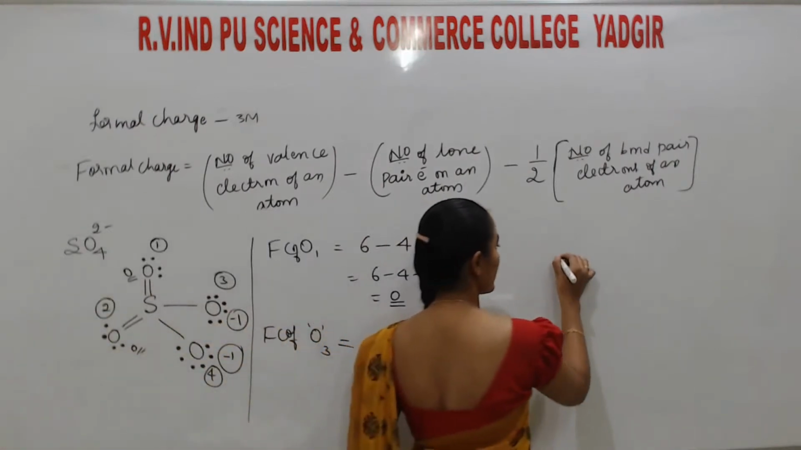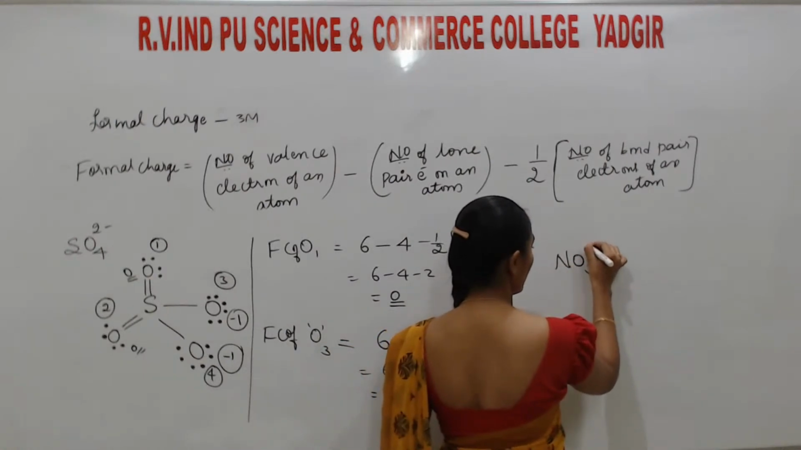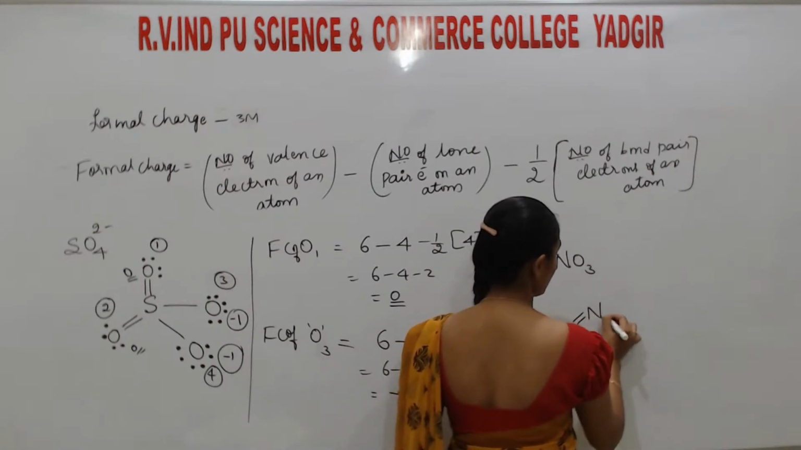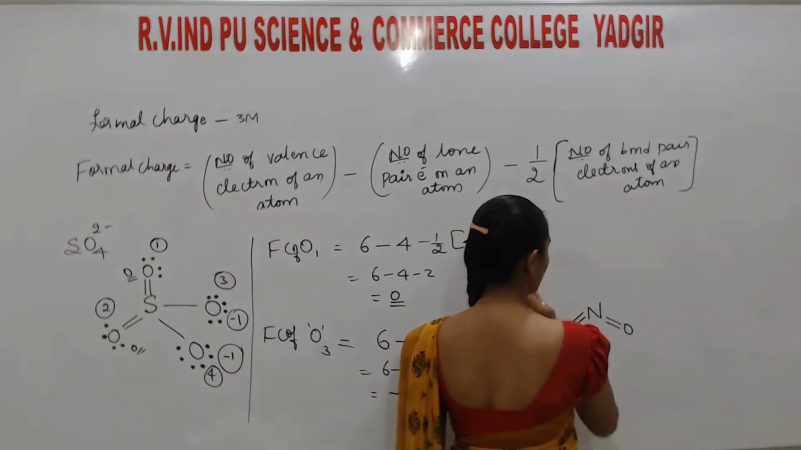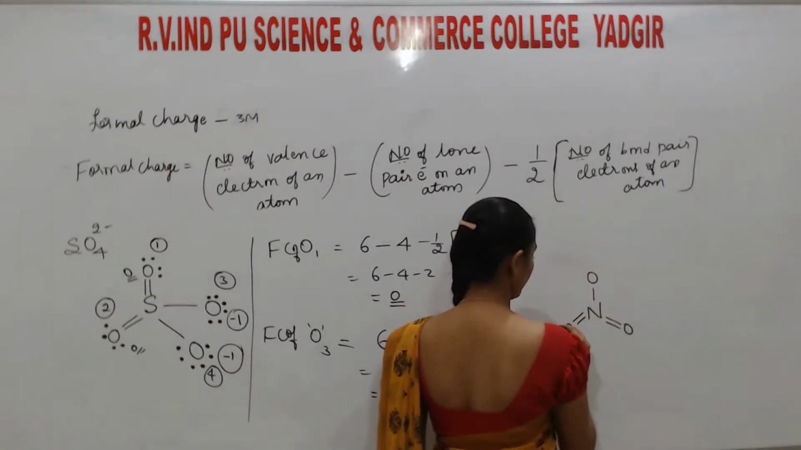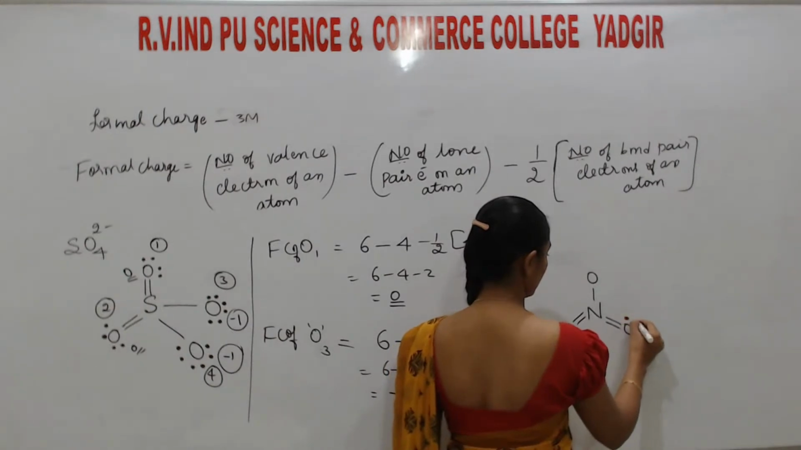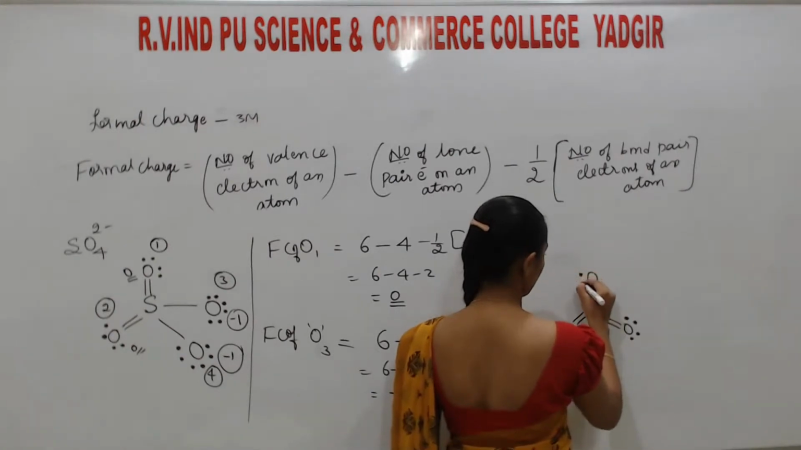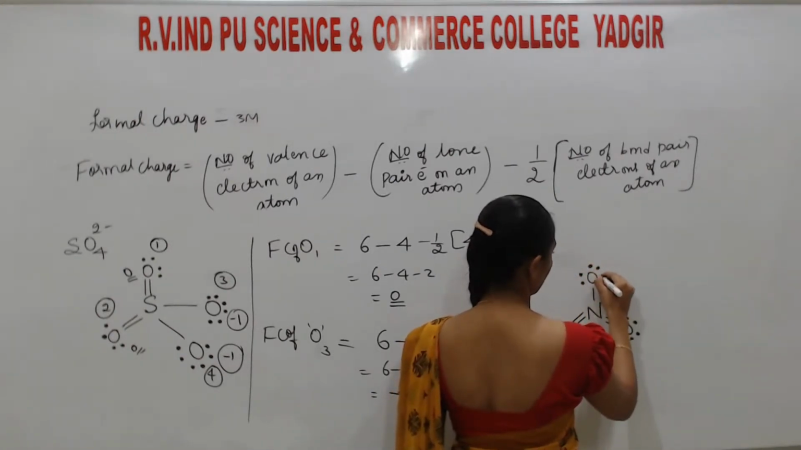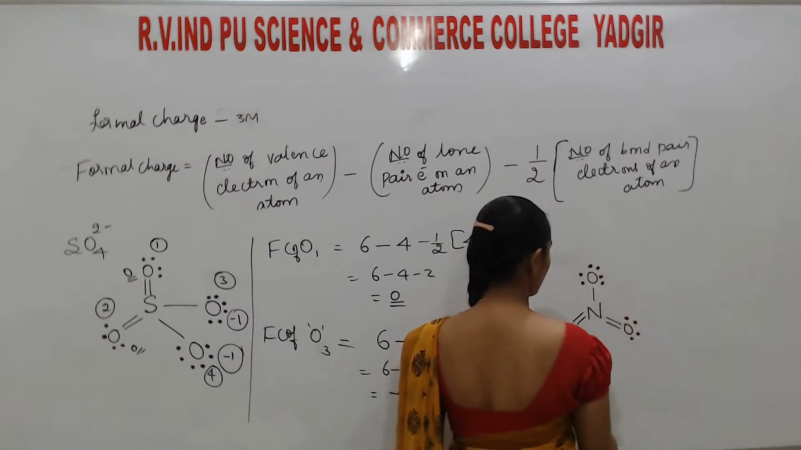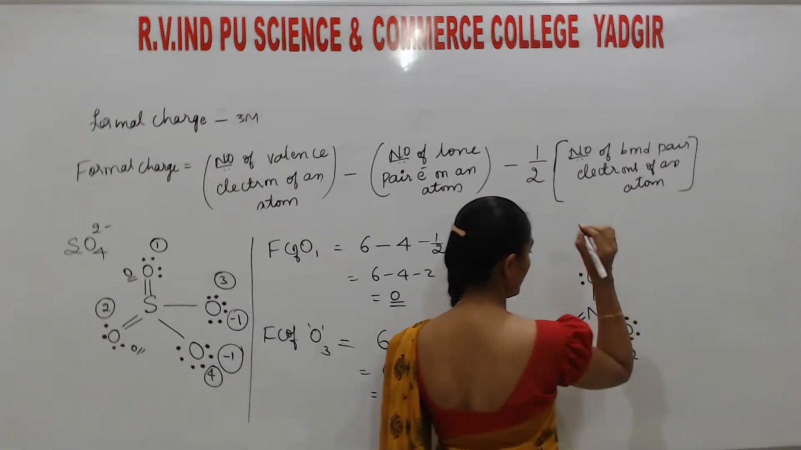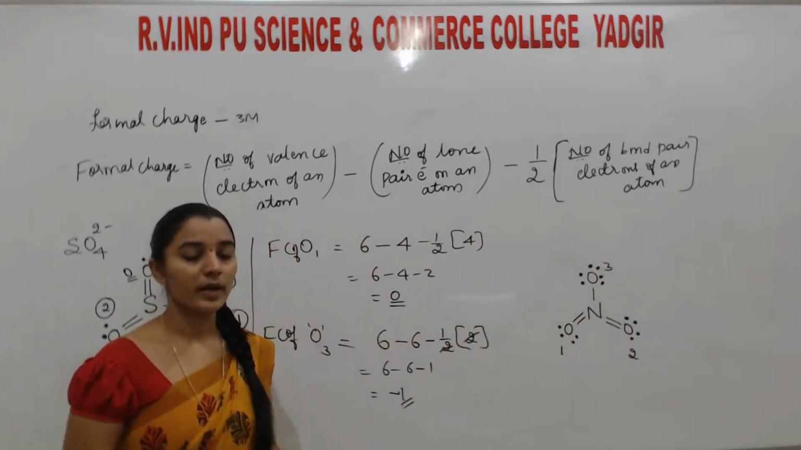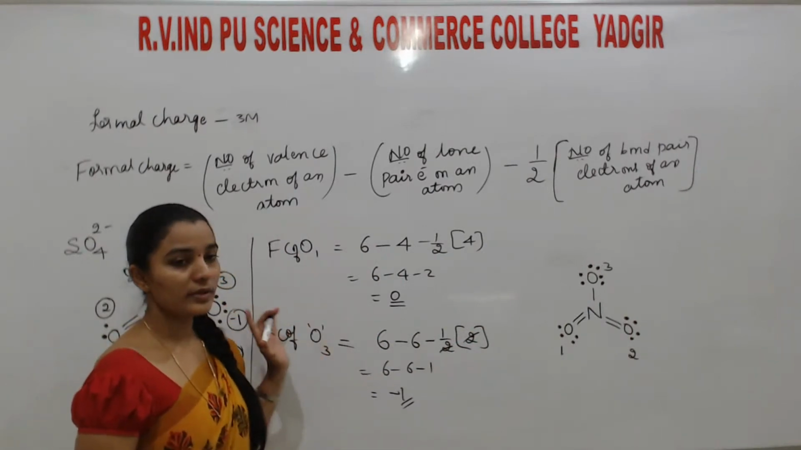Similarly, do it yourself for the NO3 ion. So listen, I will write the structure: N double bond O, double bond O, single bond. Just assign the formal charge for the 1, 2, 3 oxygen atoms. In tomorrow's class, I will explain the structure and I will also explain the limitations of the Lewis concept. Thank you.